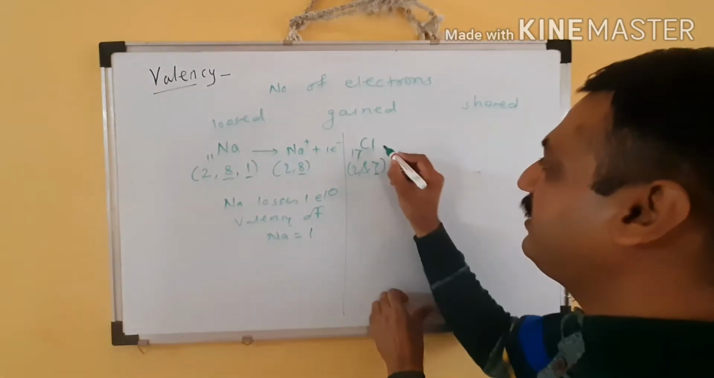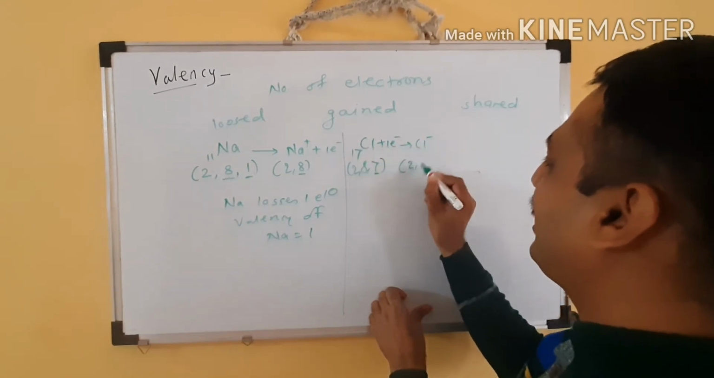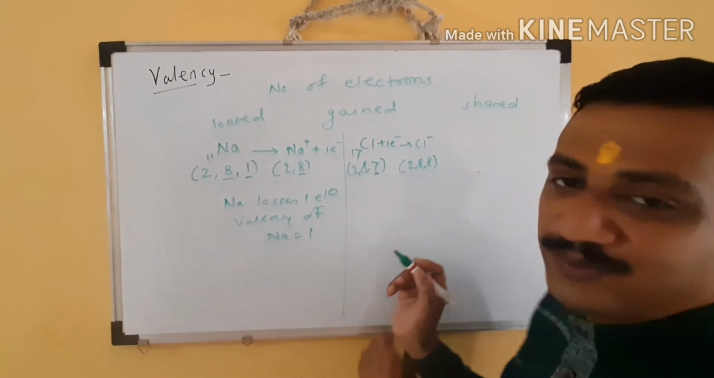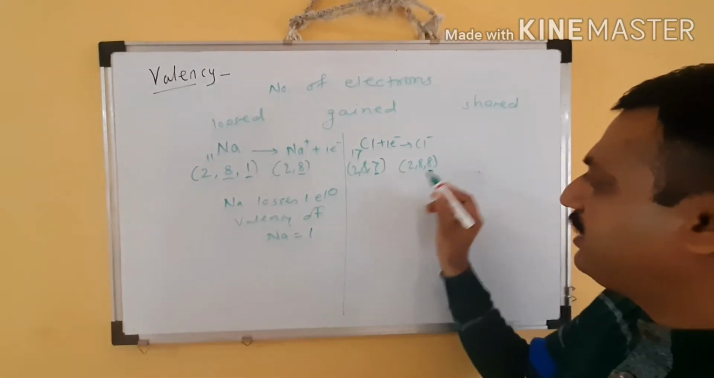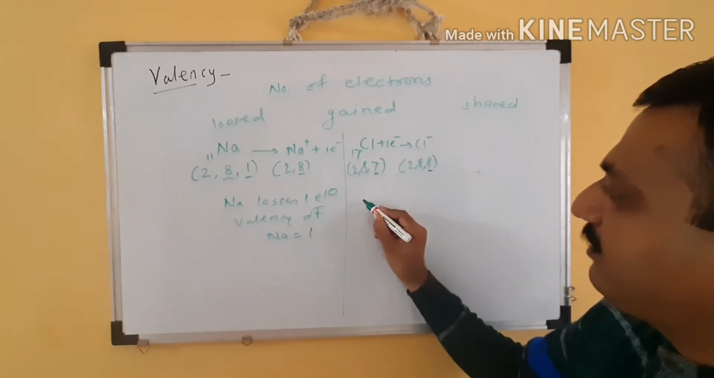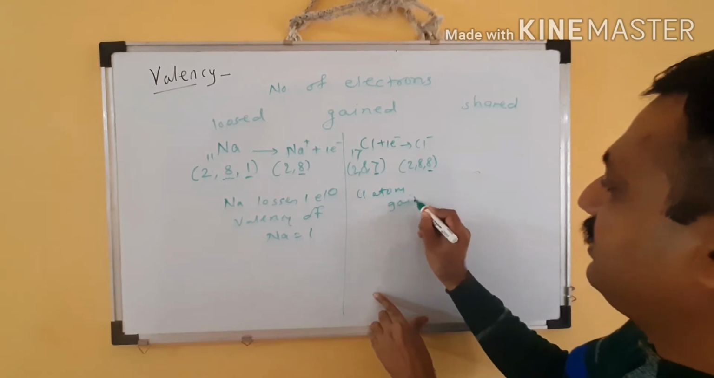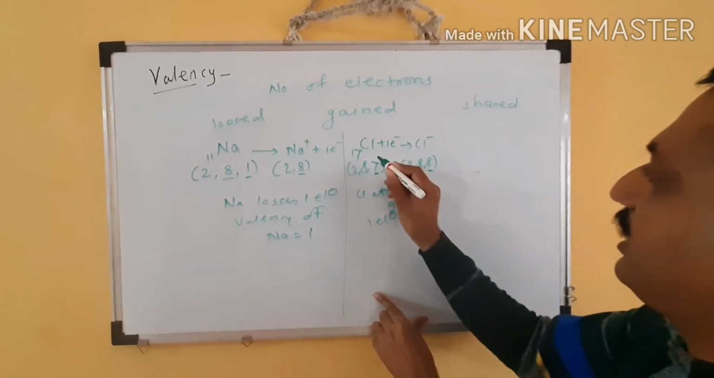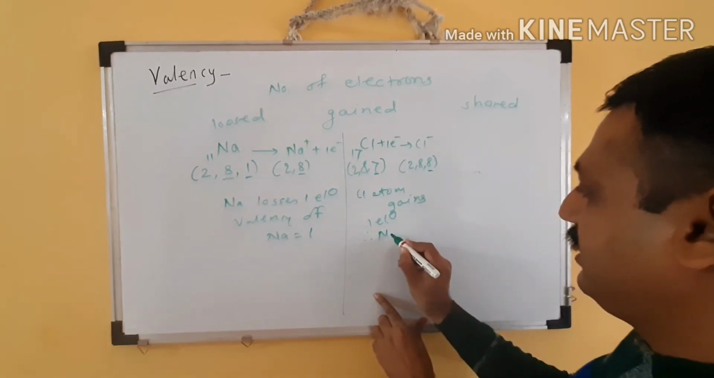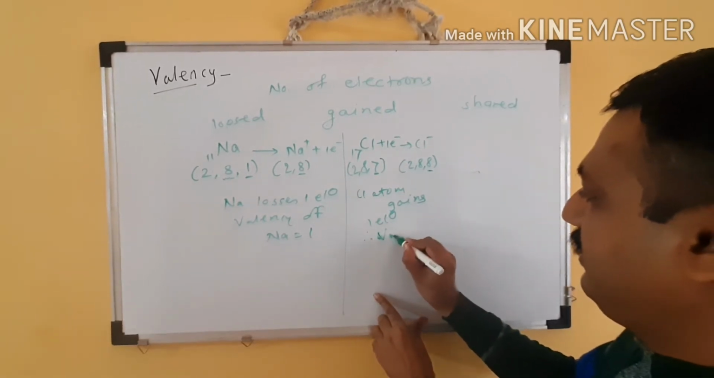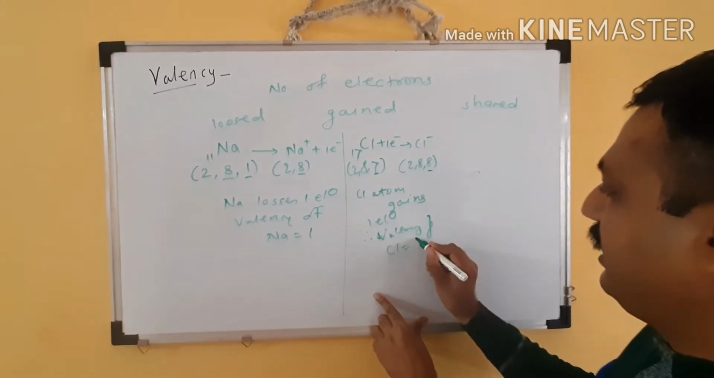So what will happen? This chlorine atom will gain 1 electron. It forms Cl minus, the chloride ion, that is 2, 8, 8. Okay, here we have a chloride ion. Now simple question: how many electrons are gained by the chlorine atom? The chlorine atom gains 1 electron to attain the stable electronic configuration. Therefore the valency of chlorine is 1.